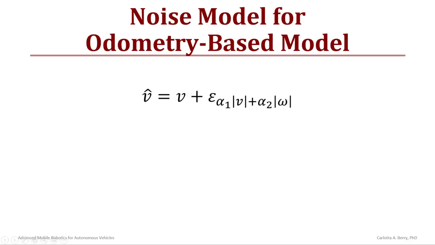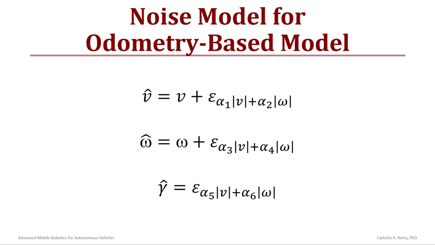distribution. So our noise model will be based upon the linear velocity v hat, which is equal to v plus epsilon alpha 1 times the magnitude of the linear velocity plus alpha 2 times the magnitude of the angular velocity. Omega hat, the angular velocity, will be equal to omega plus epsilon alpha 3 times the magnitude of the linear velocity plus alpha 4 times the magnitude of the angular velocity. And finally, gamma hat will be based upon the error, the sum of alpha 5 times the magnitude of the linear velocity plus alpha 6 times the magnitude of the angular velocity.